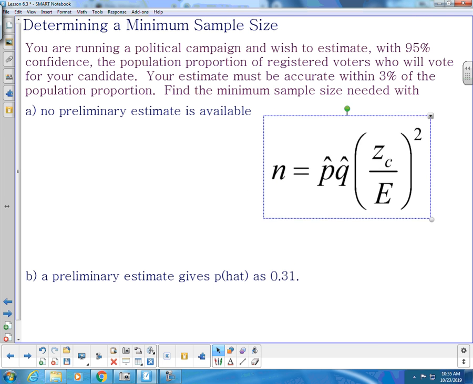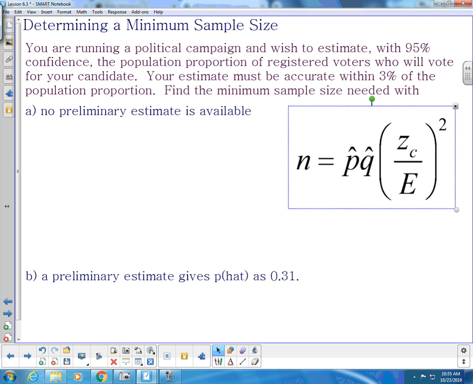So in this first one, no preliminary estimate is available. So you're running a political campaign in which you want to estimate with 95% confidence the population proportion of registered voters who will vote for your candidate. Your estimate must be accurate within 3%. So that's your error. That's telling you how accurate, within 3% one way or the other, of the population proportion. Find the minimum sample size.